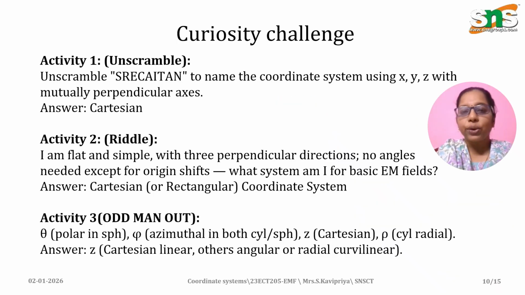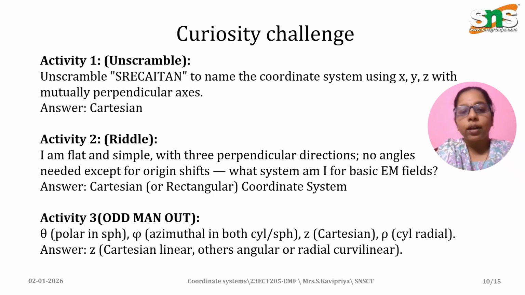And next is a curiosity challenge. The first one is unscramble. The coordinate system that deals with x, y and z coordinates is the Cartesian coordinate system. And next is a riddle. I'm flat and simple with three perpendicular axes and no angle. If there is no angle, then the coordinate system is a Cartesian coordinate system. Another name for the Cartesian coordinate system is the rectangular coordinate system.